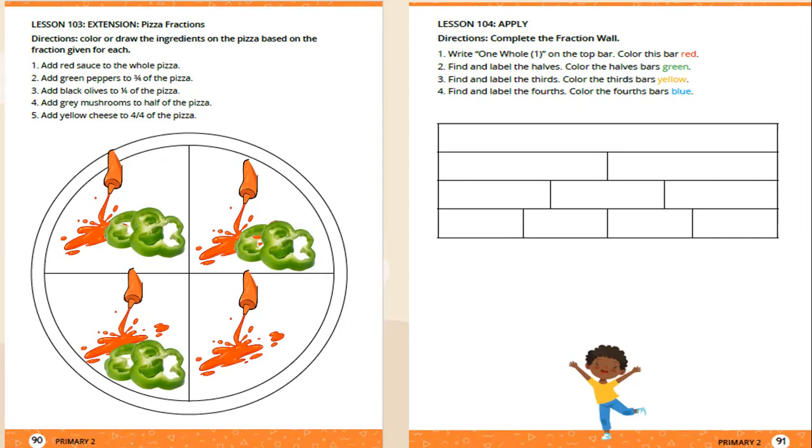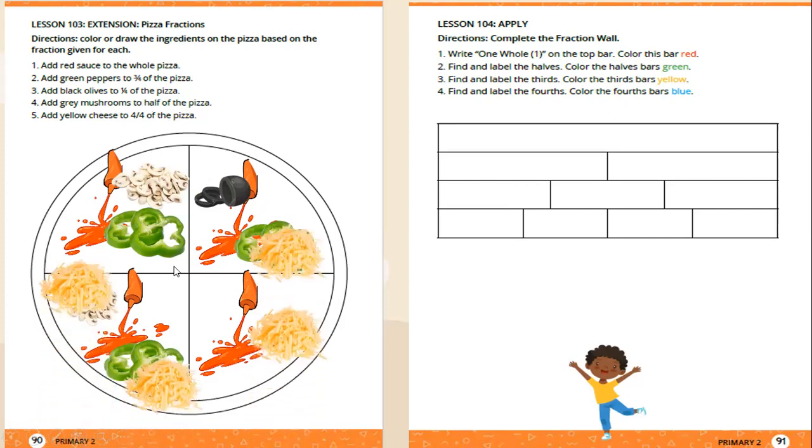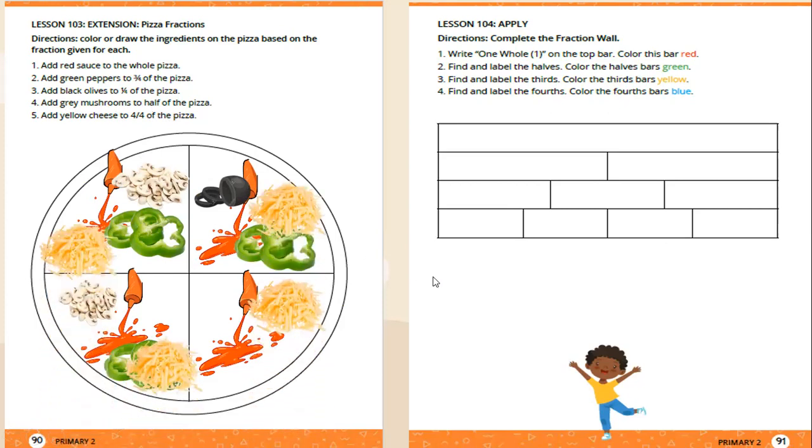The next one, add black olives to 1/4 of the pizza. So we will add only to 1 part out of 4. Add gray mushrooms to half of the pizza. Half means 2 parts only. So we added mushrooms to 2 parts only. Add yellow cheese to 4/4 of the pizza. So we will add cheese to 4 parts out of 4. Bravo. Excellent, my dear students. So we will add to the 1 whole. Bravo.